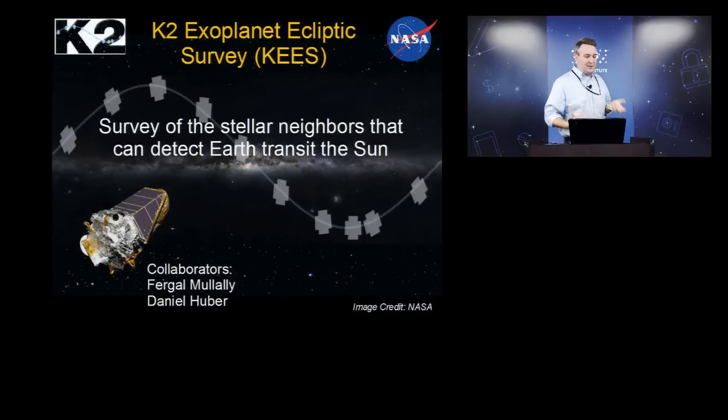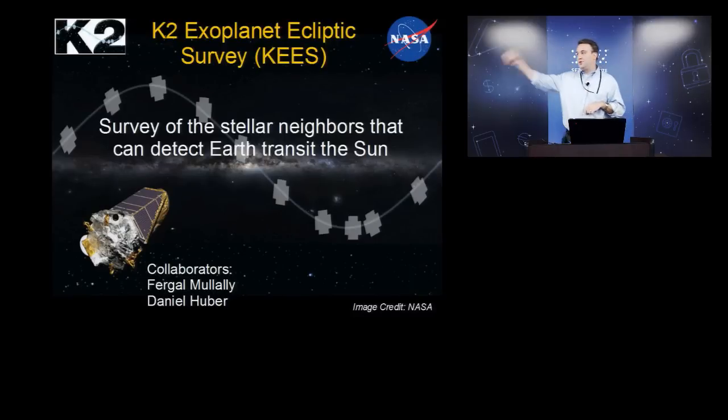This ecliptic region is actually interesting for some SETI science. I've been proposing targets for the K2 mission of stars, our stellar neighbors closest to us, that are in this ecliptic region. The reason this is interesting for SETI is that all of these stars that are well aligned with the Earth's ecliptic can also see the Earth transiting the sun.